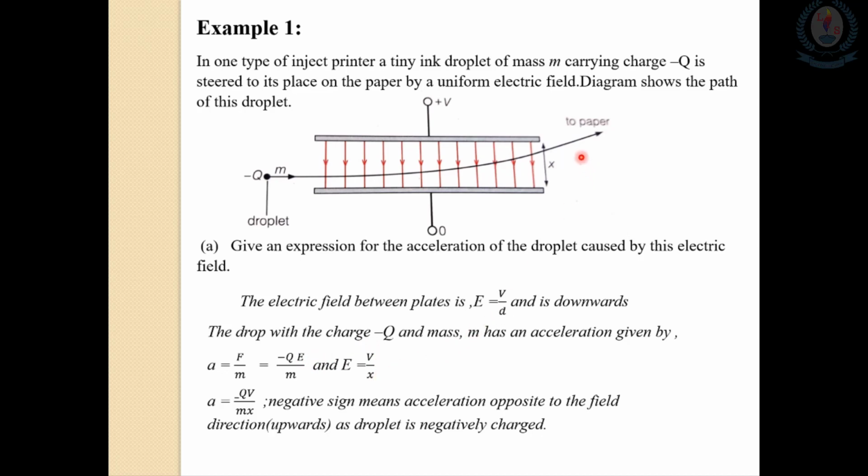Here the separation is given as x, so we substitute that symbol for the separation, giving V over x. Working it all together, replacing E by V over x, the relationship reads: acceleration a equals minus QV over mx. Why is this negative? The negative sign means the acceleration is opposite to the field, as it is a negative charge. It is upwards as the droplet is negatively charged.